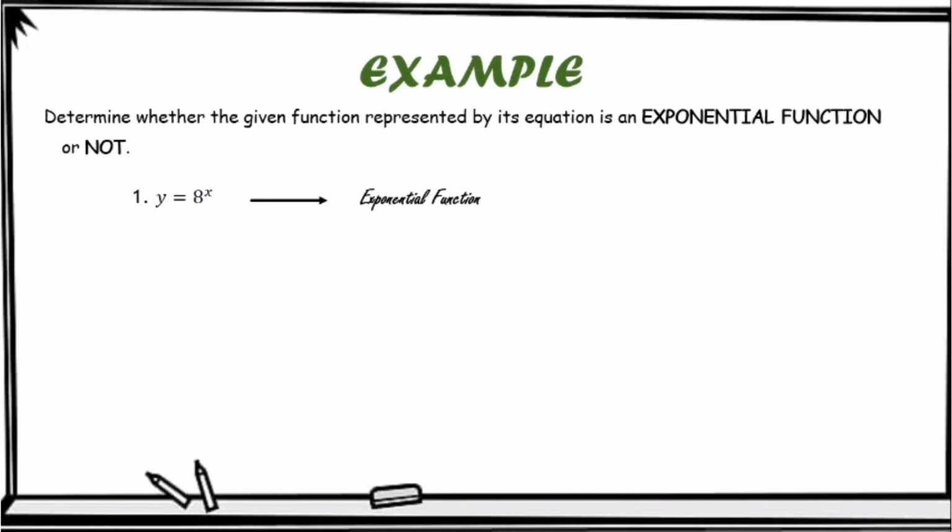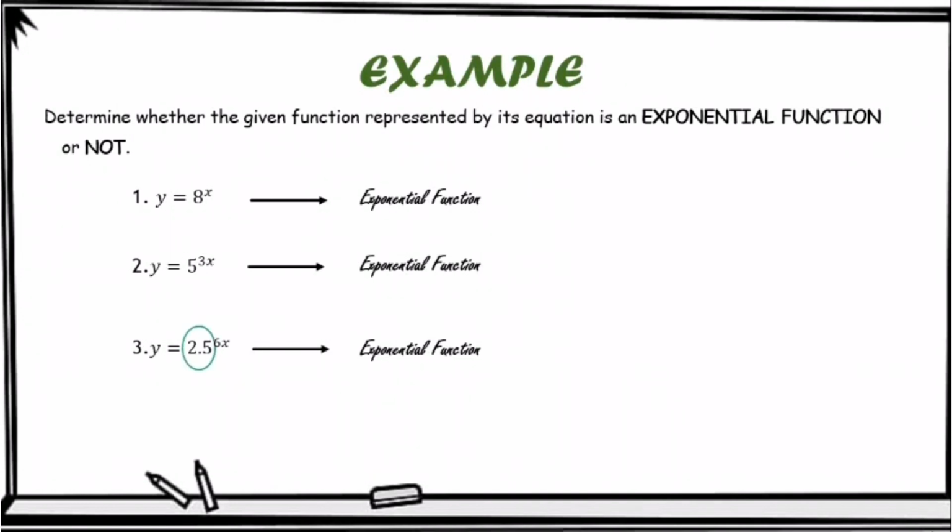So let's have number 2, y is equal to 5 raised to 3x. Exponential function or not? That's correct. This is an exponential function because the base here is 5, which is greater than 0 and not equal to 1, and the exponent here is 3x, which is not a fixed value. Given number 3, y is equal to 2.5 raised to 6x. Exponential function or not? This is exponential function because the base here is 2.5 and the exponent is 6x.